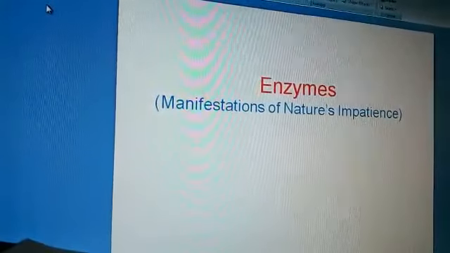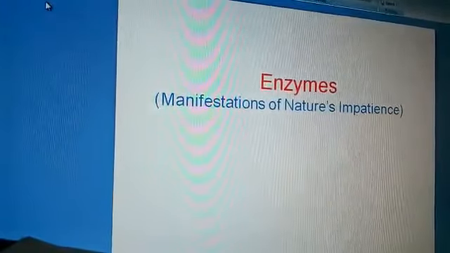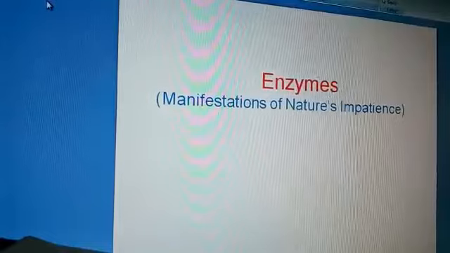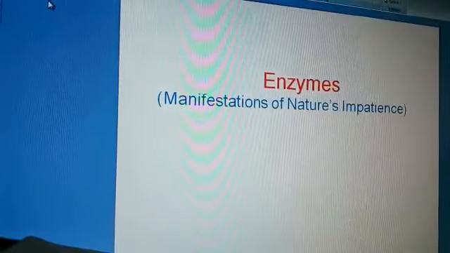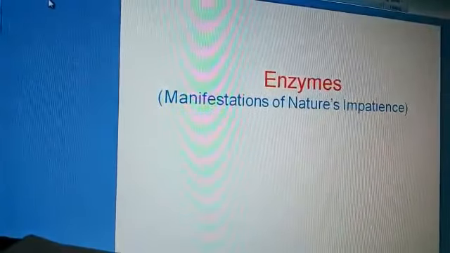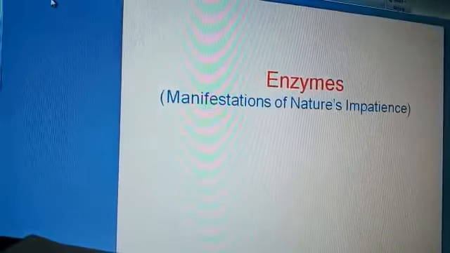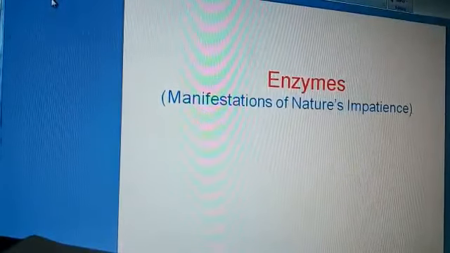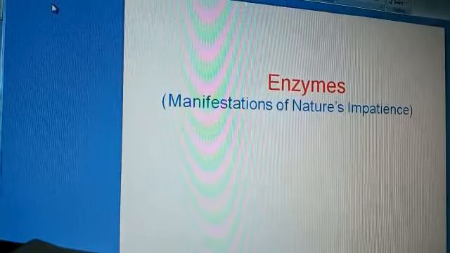Enzymes are biological catalysts, and because they quicken most of the chemical reactions occurring in the organisms, they have been designated as the manifestations of nature's impatience.